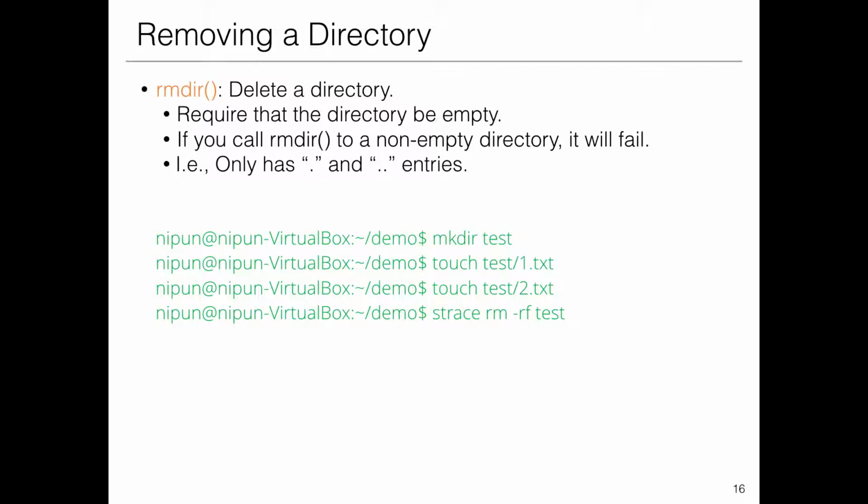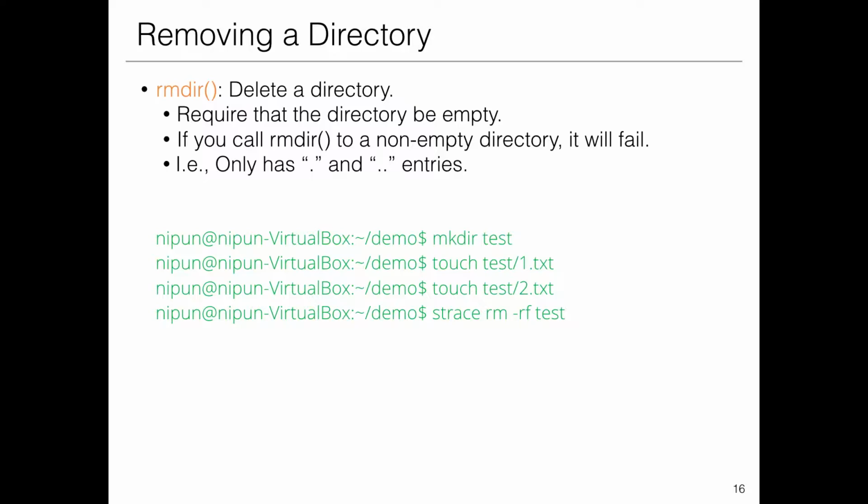So if you call rm on a non-empty directory, it will fail. But rm -rf removes, and f means force, if you don't know that. So it will forcibly remove all the files. So what all system calls do you think it will make? First, it will delete all the files inside. Okay, so deleting all the files will invoke which system call? Unlink. Okay, good.